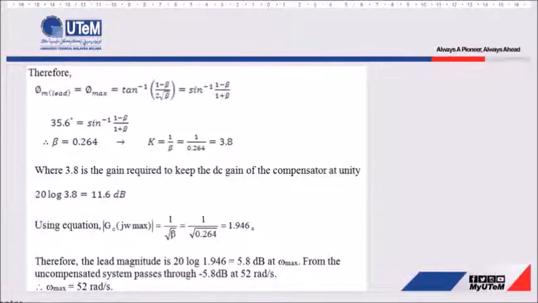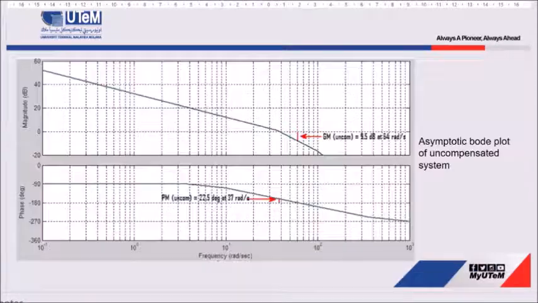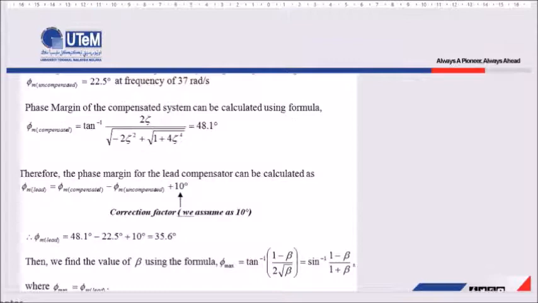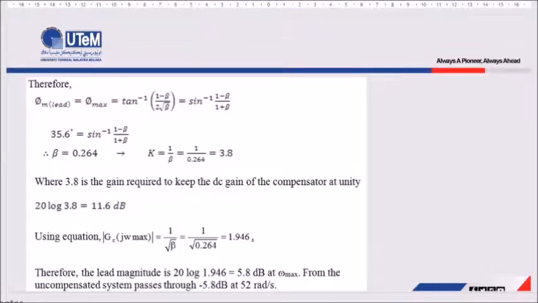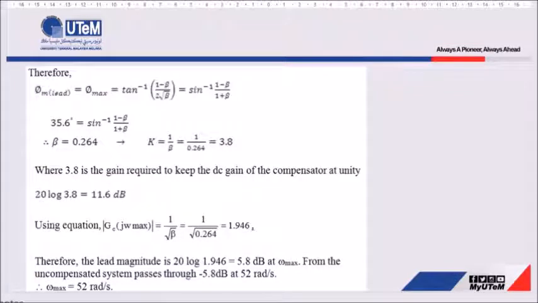From this lead magnitude value, if we look back at the uncompensated Bode plot, the value for 5.8 dB is around here, which is about 52 radian per second, and that's why we get this value, 52 radian per second. So this 52 radian per second is considered as omega maximum.